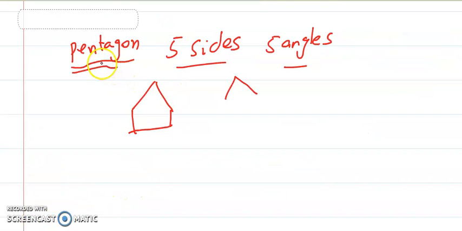The next vocabulary word is a pentagon. A pentagon has five sides and five angles. Like right now, this shape is a pentagon. This shape I'm going to draw. This is a pentagon. The shape here I'm going to draw. This is also a pentagon. If it has five straight sides and five angles, then it will be declared a pentagon.